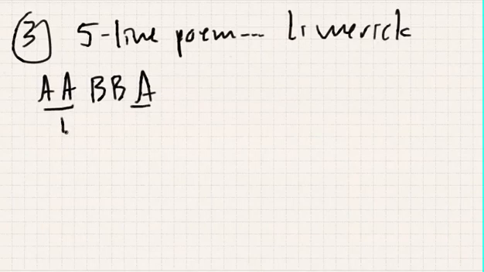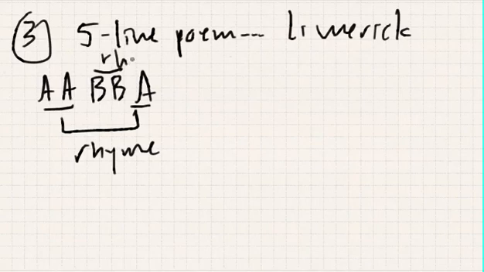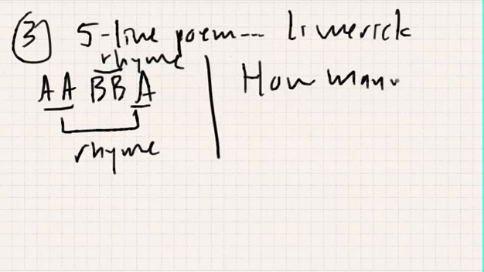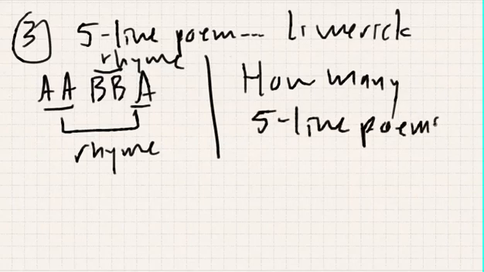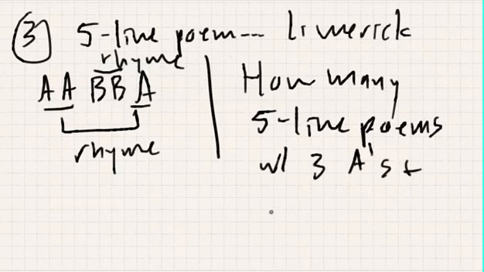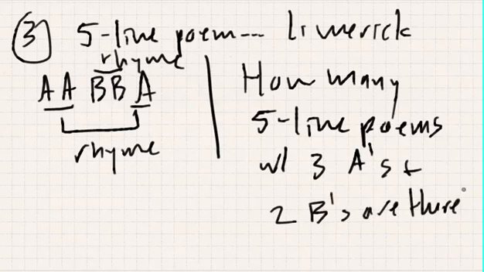So these guys rhyme, and then the middle 2 guys rhyme. But generally, the 2 middle guys don't rhyme with the 3 outer guys. So I could ask generally, how many 5-line poems with 3 A's and 2 B's are there? That is, with 3 lines rhyming and then the other 2 lines rhyming. Think about it.